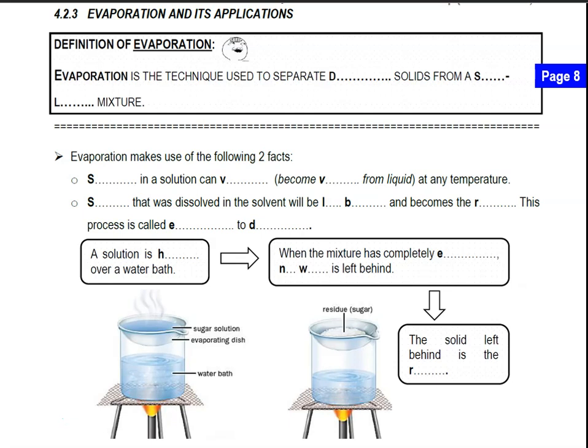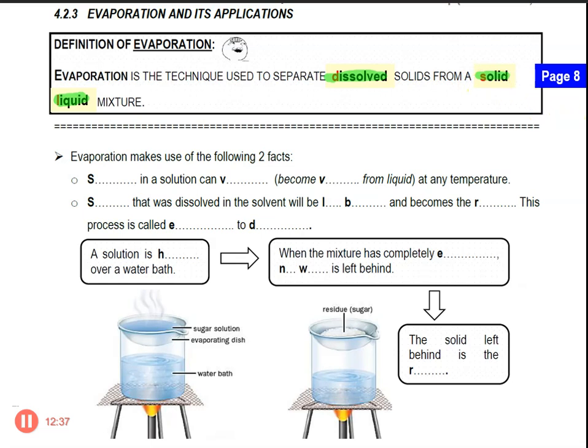So first of all, let's look at the definition of evaporation. We basically use evaporation to separate dissolved solids from a solid and liquid mixture. You may want to pause the video here to copy down the blanks in your notes. All right, so we use evaporation to separate solids that are already dissolved. This is quite important, so you may want to highlight this in your notes. We want to separate solids that are already dissolved from a solid and a liquid mixture.